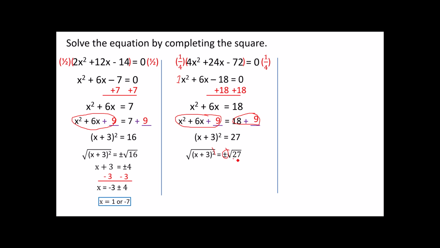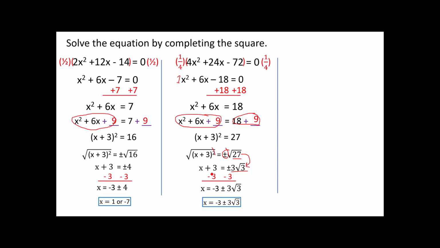Also keep in mind that 27 is an irrational number, but it is not in simplest radical form. So we want to make sure we change that to simplest radical form as well. This is x plus 3 equals positive or negative 3 radical 3. I put that radical 27 in simplest radical form. To get rid of the plus 3, I need to subtract it from both sides, and I get negative 3 plus or minus 3 radical 3. Now, this is our final answer.